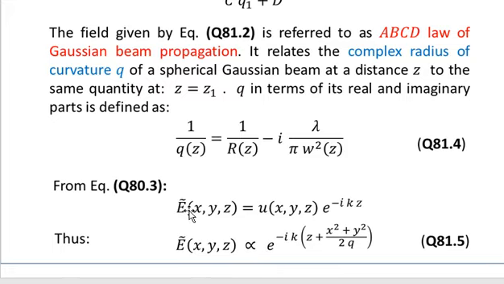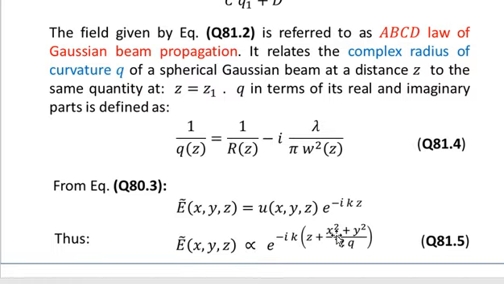So we have E prime as a function of xyz related with the spatial part of the disturbance, which is u of xyz multiplied by the phase factor e to the power minus iota kz. So thus we can write that E of xyz is proportional to e to the power minus iota k, and the parenthesis contains z plus x square plus y square over 2q. So you see that this is the same field as given above, but now we have represented this field in a very general form in terms of the complex radius of curvature q.